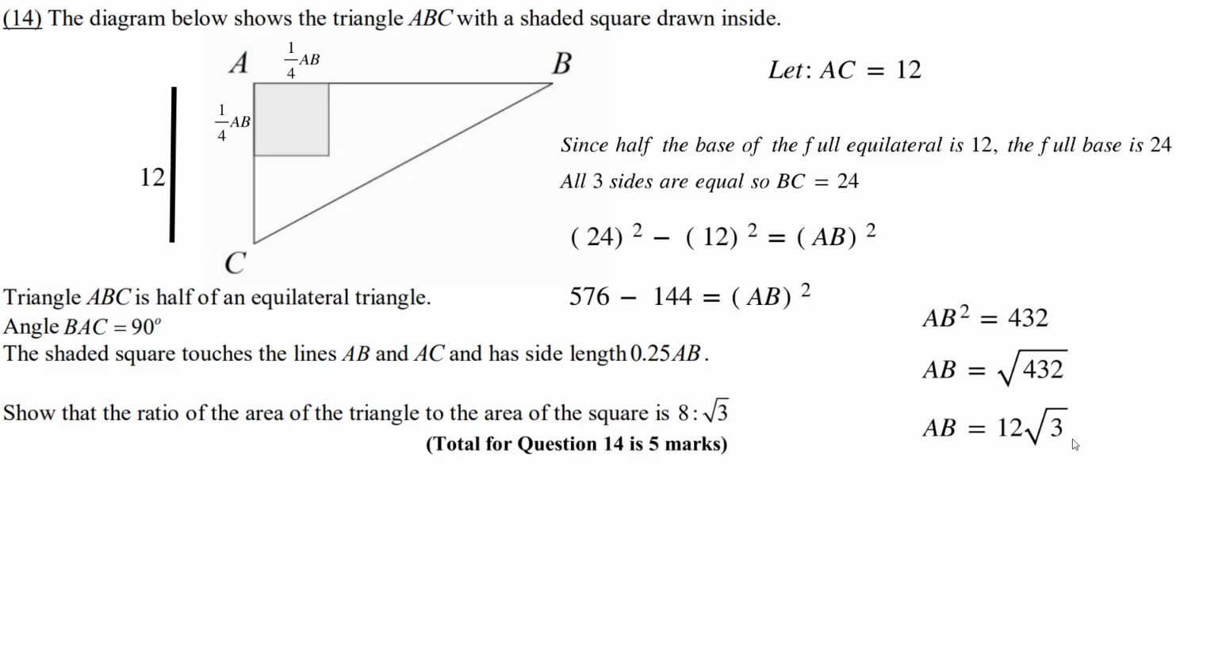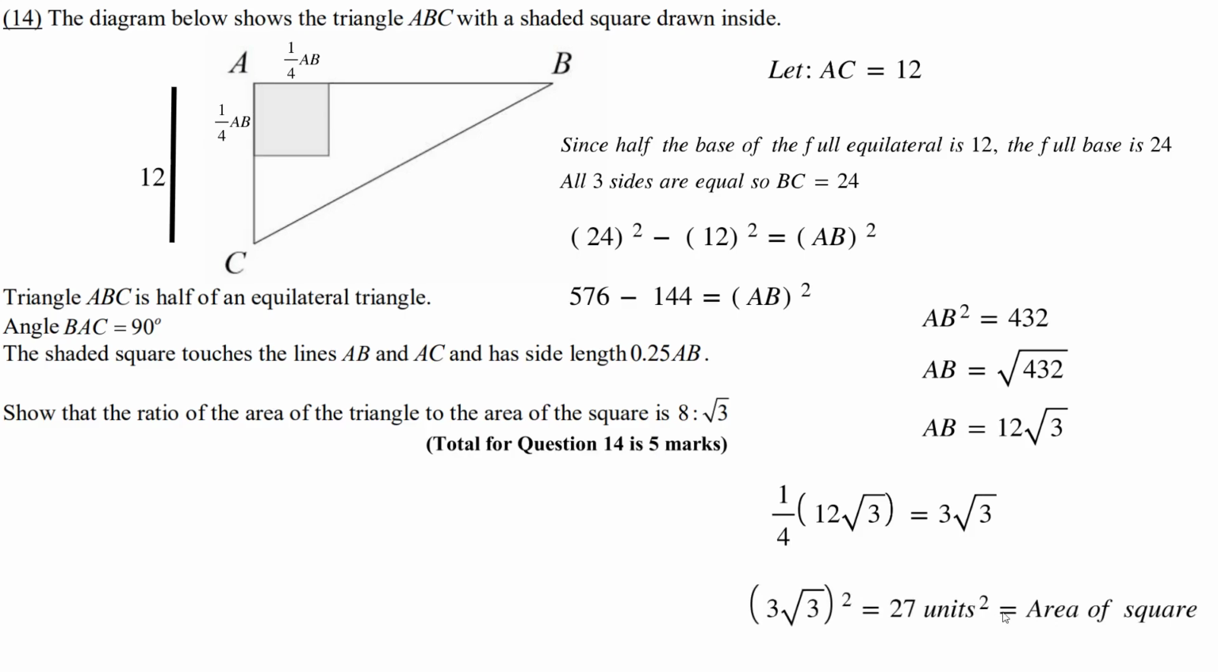So that's 12 root 3 for AB. And then a quarter of it is the length of this triangle here, so we'll do a quarter of that to get 3 root 3. So this one side here is 3 root 3. And now we want the area of the square. Well, all the sides in the square are the same, so this is 3 root 3 multiplied by 3 root 3. So it's 3 root 3 all squared, which is 27 units squared, which is the area of the square.